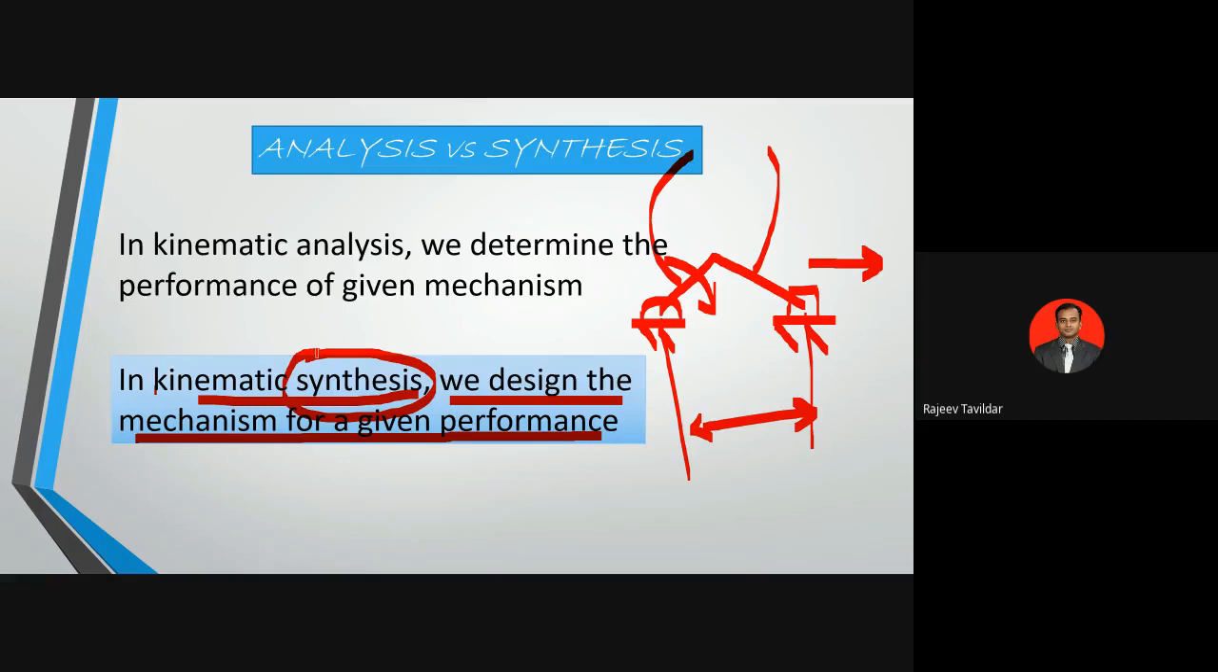Throughout this subject, you are going to do the same thing. The performance will be given, based on which you are going to synthesize or design the mechanism. Is it clear?